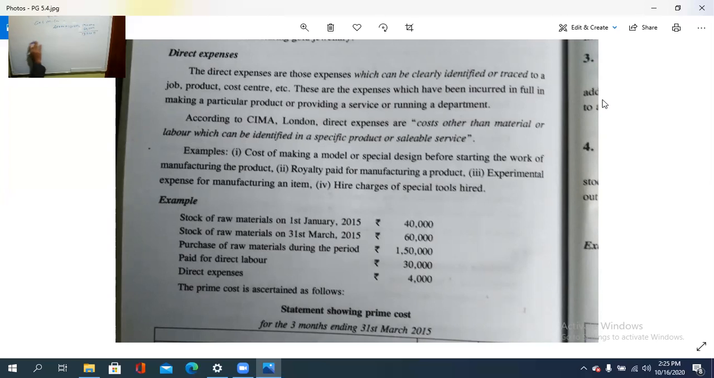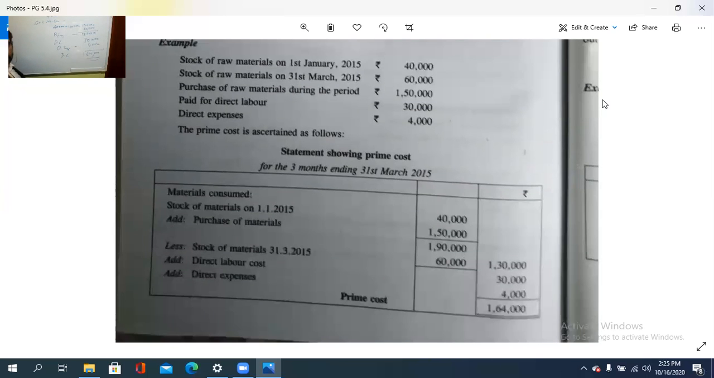1,30,000. That is the cost of raw materials consumed, RM consumed. Then next is direct labor. How much is it? 30,000. Then direct expenses is for how much? 4,000. So 1,64,000, that is the prime cost. In this way, the prime cost is to be before the indirect things. This is all direct: direct raw material, direct labor, direct expenses. Together they constitute what? Prime cost. Clear? So this is the case with regard to prime cost.